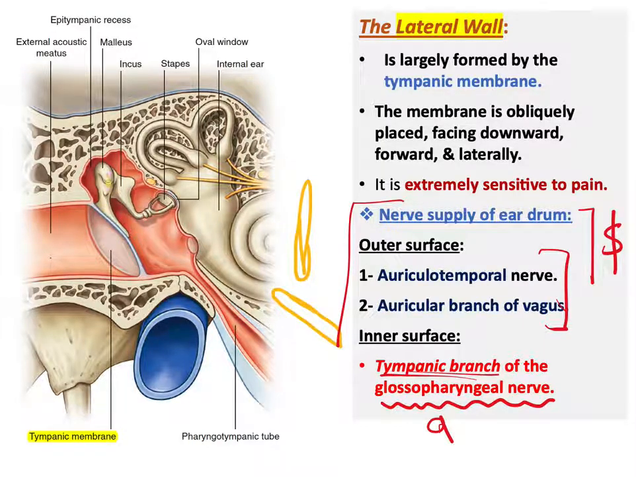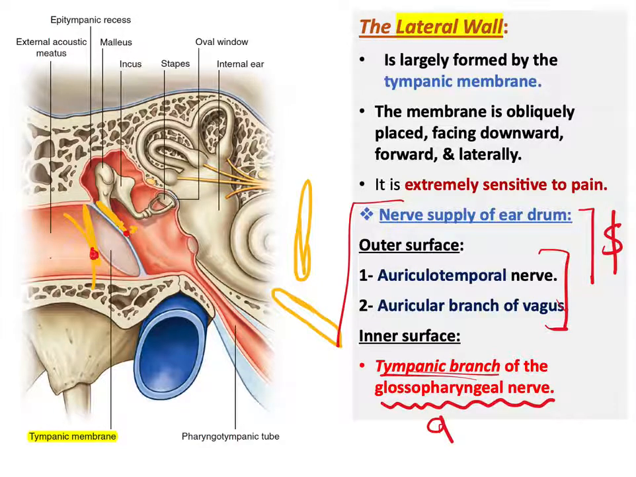Yes, it's concave. Look at the malleus. The malleus has a handle, this handle. The handle of the malleus is attached to the inner surface of the tympanic membrane, and it pulls it inward, right? So by this way, the tympanic membrane is concave like that because of the handle of the malleus here. And the most depressed point, the deepest point of concavity, is here at the tip of the malleus.